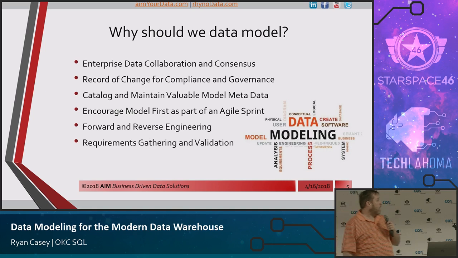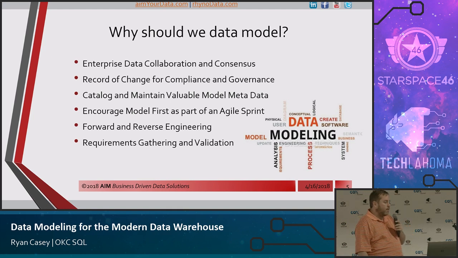So why should we data model? Enterprise data collaboration and consensus is a primary reason. So if you're in a dev environment and you have a bunch of developers, it makes a lot of sense so that you guys can take the time and organize so that you can understand where you're going and what you want to develop. Collaboration and consensus is also useful for the business and other people in the organization, such as maybe SharePoint developers where you'll be pulling data from, programmers, and including the C-level if that project happens to organize to them.